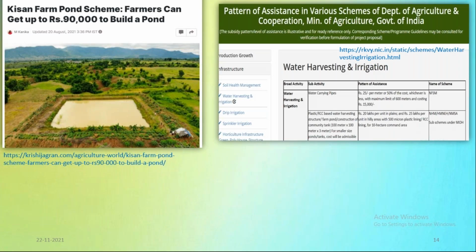So at the last, I would like to talk about the subsidies different states are providing. Let's consider Rajasthan state. They are providing 90,000 rupees for building a farm pond. Similarly, the government of India is also providing water carrying pipes or other rainwater storage structure facilities as a subsidy to the farmers.